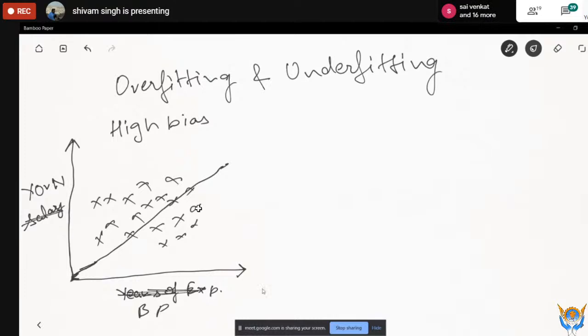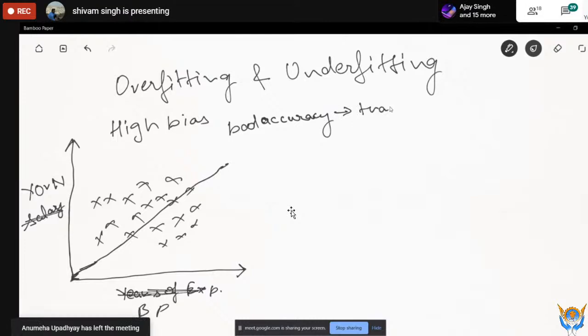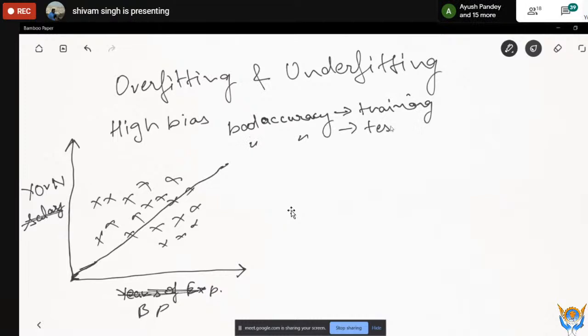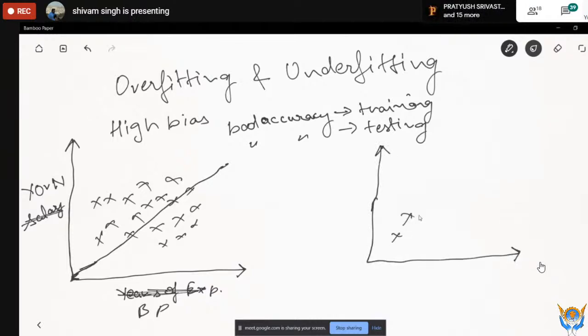When our model is giving bad accuracy, in this scenario our model is definitely going to give you a bad accuracy. So bad accuracy on training data, and the same bad accuracy on testing data as well. So this is a problem of underfitting. Then in overfitting, what will happen? In overfitting, I will take the same data set.